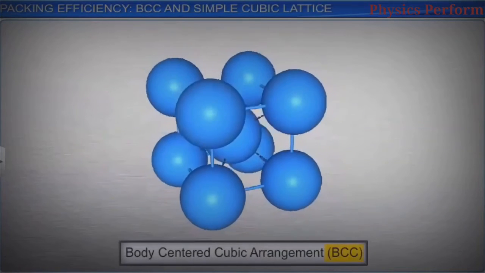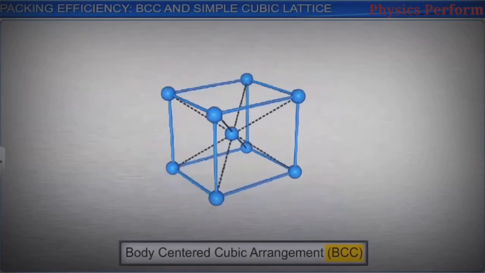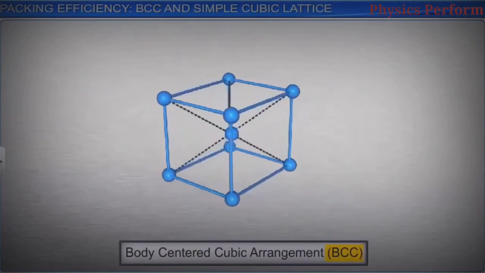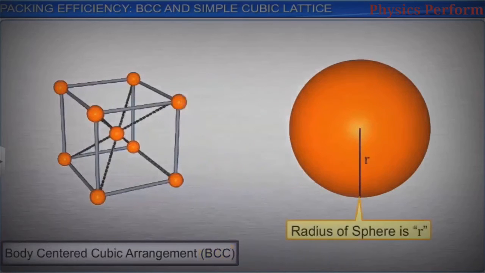You know that BCC stands for Body-Centered Cubic Arrangement of Particles. Let's now study body-centered cubic arrangement. In this arrangement, the particles are present at the corners and the body center lattice points. Each unit cell has 9 spheres with radius r.